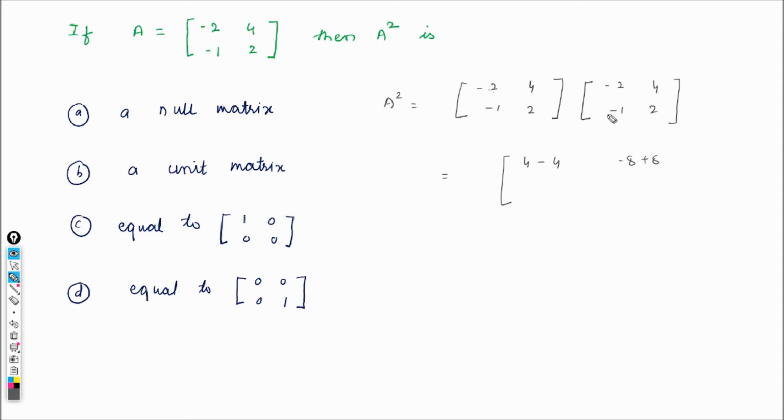Now second row, first column. So let us multiply it by the second row. Minus 1 into minus 2 is plus 2. 2 into minus 1 means minus 2. Minus 1 into 4 is minus 4. 2 into 2 is plus 4. So this is equal to 0, 0, 0. So this will be a null matrix. So A will be our answer.